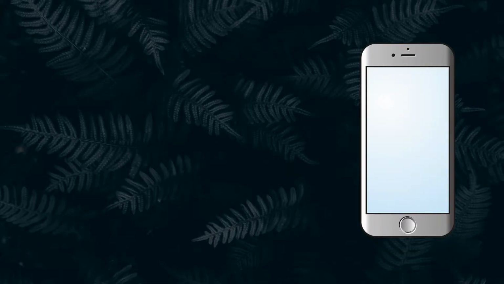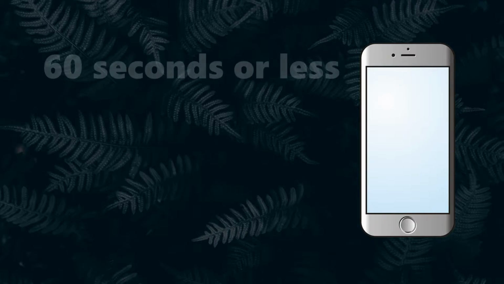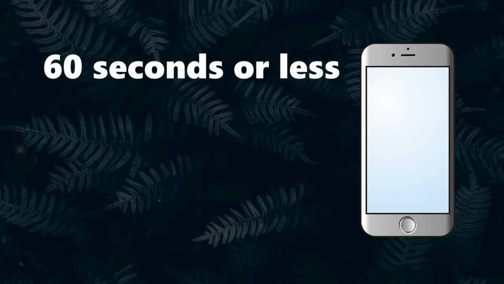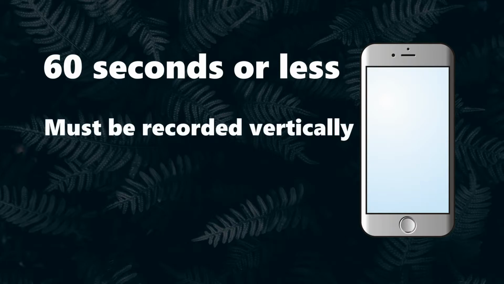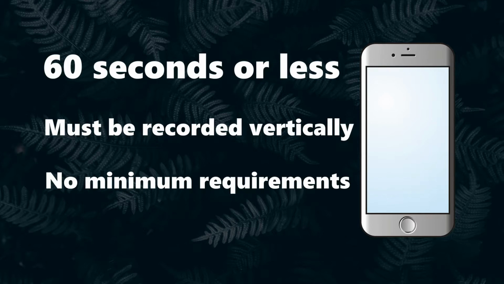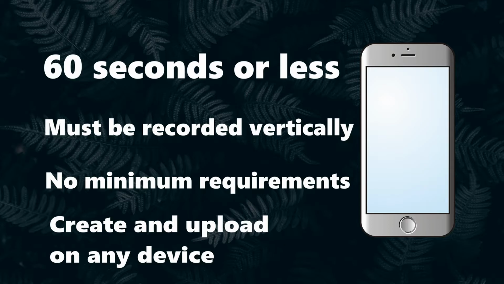The first thing to consider when making a YouTube Short is it must be 60 seconds or less in length. Secondly, your short must be recorded vertically with your phone. Thirdly, there are no minimum requirements you must meet in order to make a YouTube Short. And lastly, you can create and upload a YouTube Short on any device.